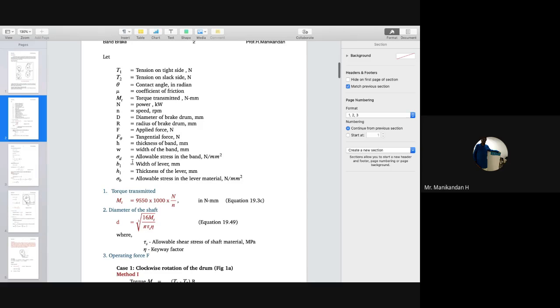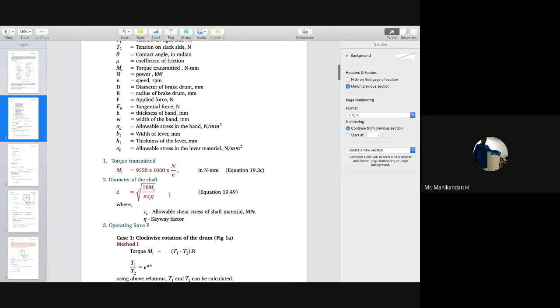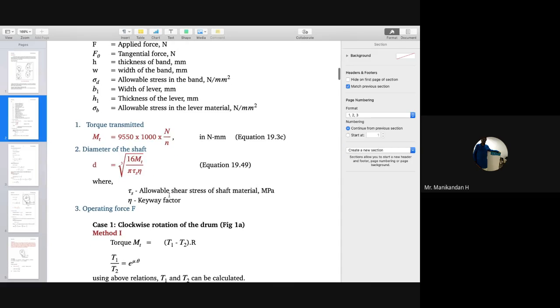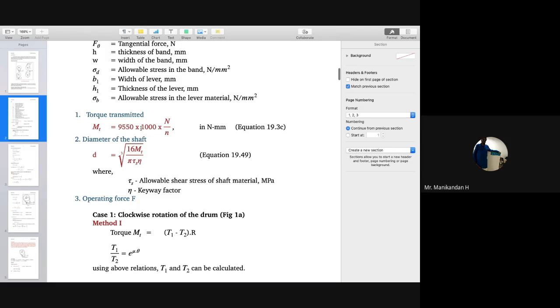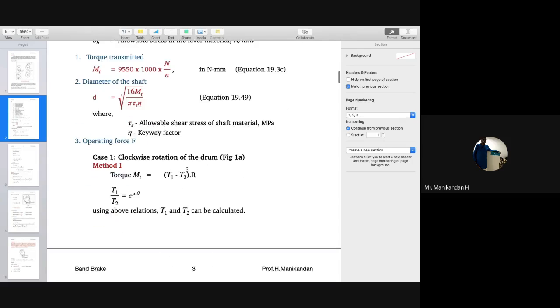And we have two things: for the band material the allowable stress, and for the lever material the allowable stress. So for the band material, sigma d is the allowable stress, and sigma b is the allowable bending stress for the lever material. h1 and b1 are the thickness and width of the lever. So the formulas, if you use them, are more or less the same. Like torque transmitted is given by 9.55 into 10 power 6 into N by n, and you can find the diameter of the shaft.